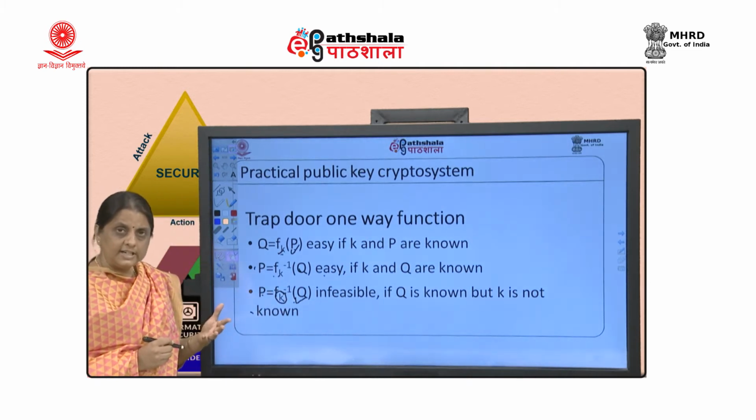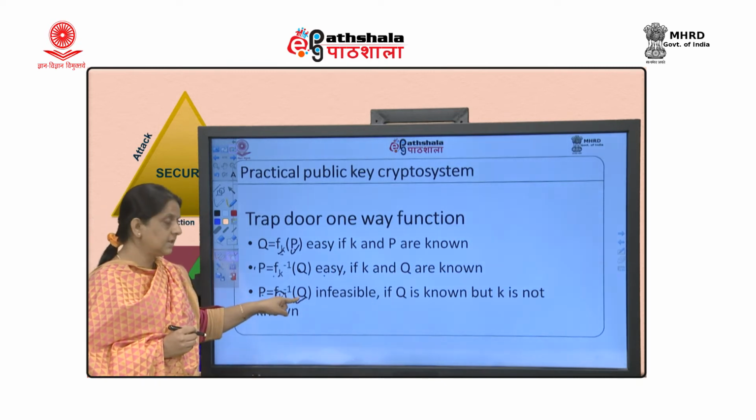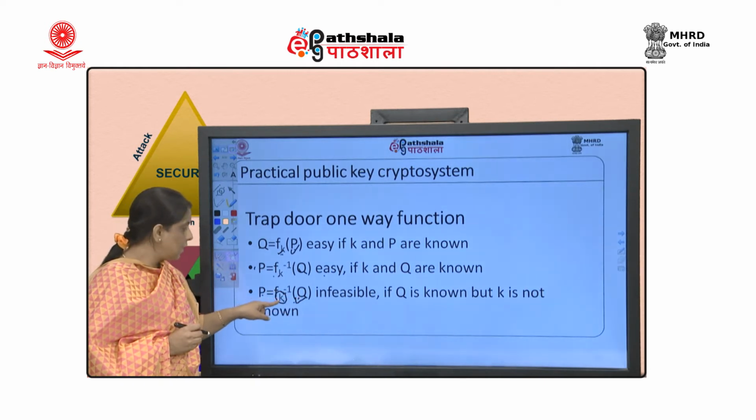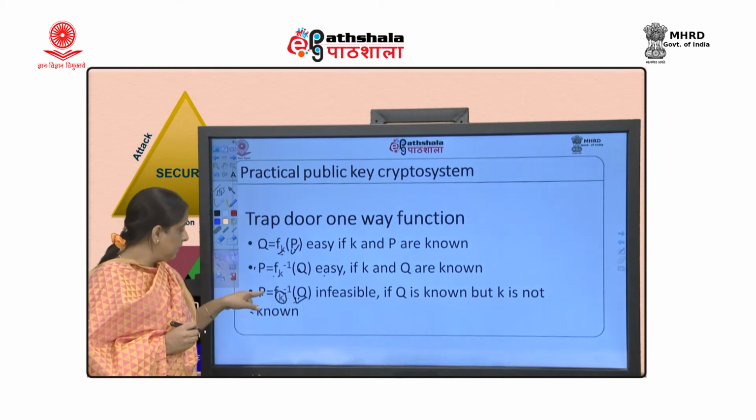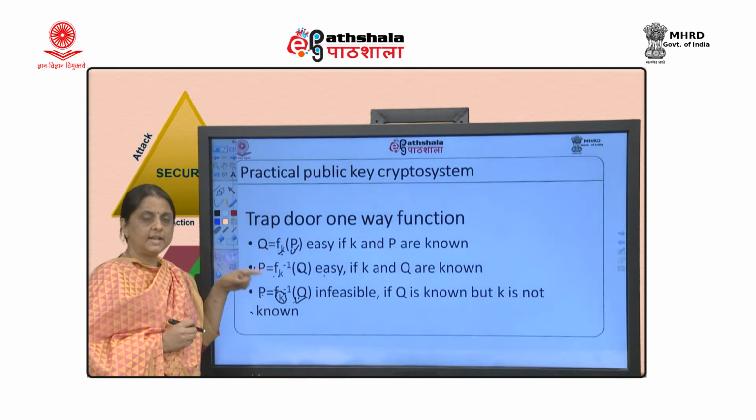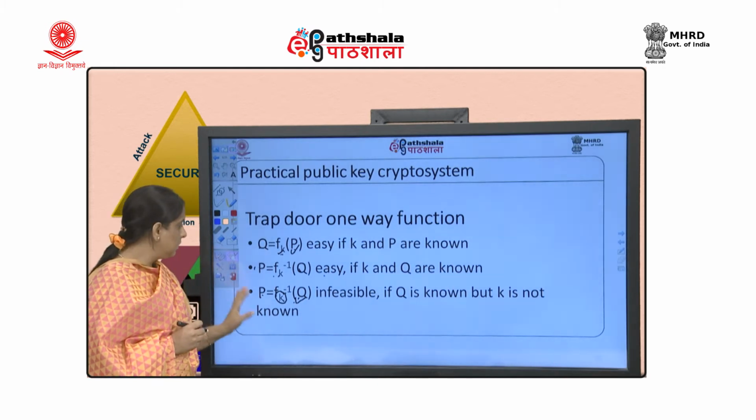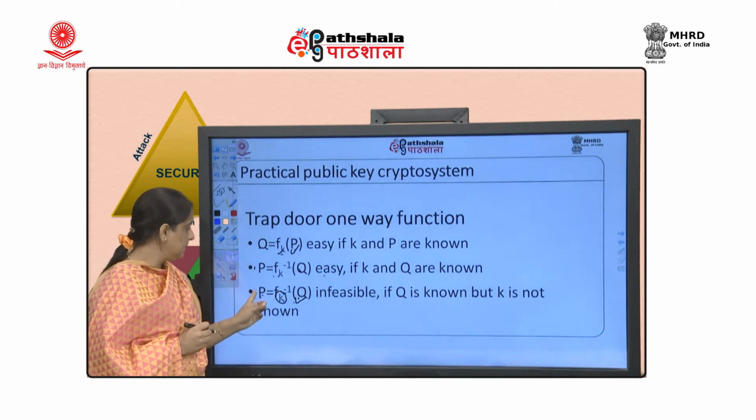Now, correlate it with the previous slide. What is known to us? The encrypted text. What is not known to us? The private key of Alice. So we cannot get the plain text. Who can get the plain text? The genuine receiver with his private key can get the plain text back.